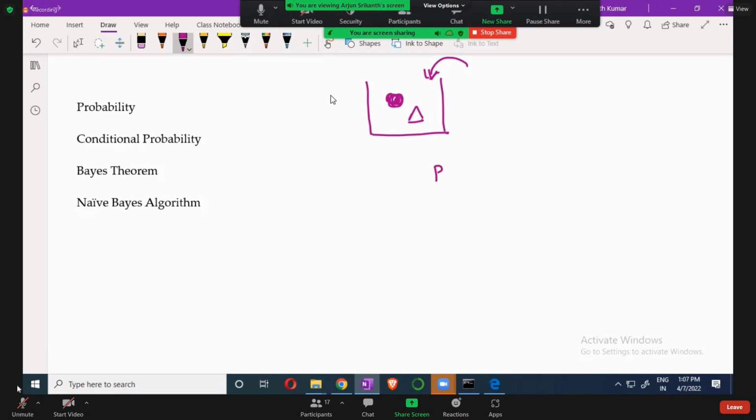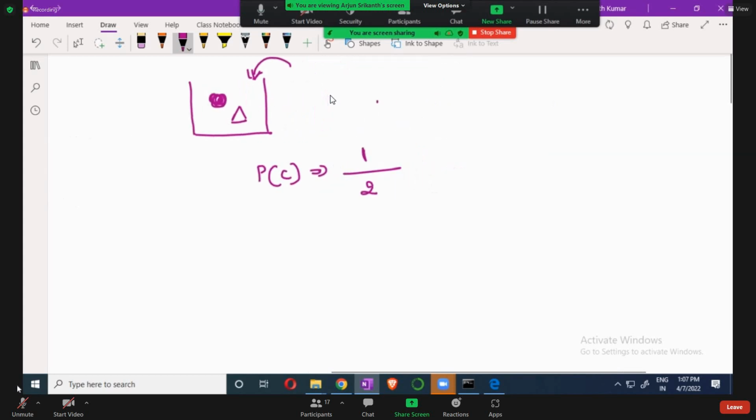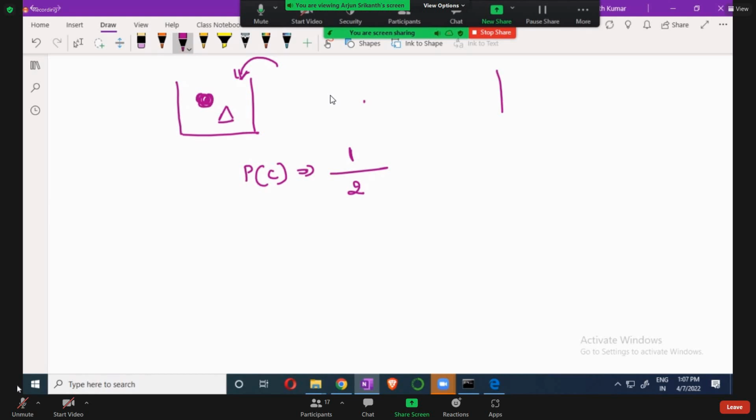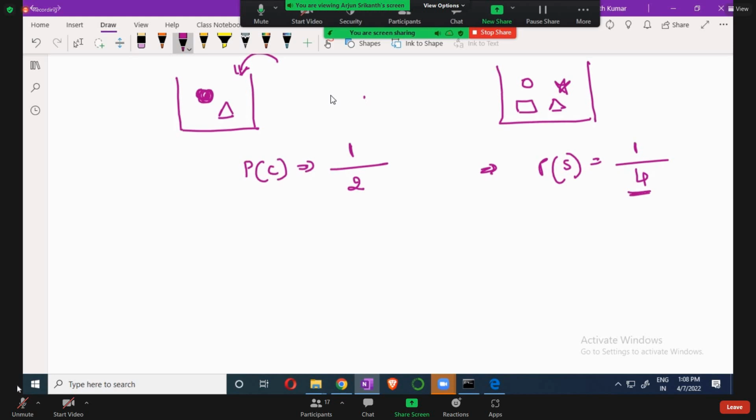So the probability of circle is, how many circles are there? 1. How many total items are there? 2. So the probability will be 1 over 2. This is how you will calculate the probability. Now, if I have 4 different items: one is a circle, one is a square, one is a triangle, one is a star. What is the probability of getting a star, guys? How many stars are there? Only 1. Total number is 4, so 1 by 4. This is how you will calculate a probability.